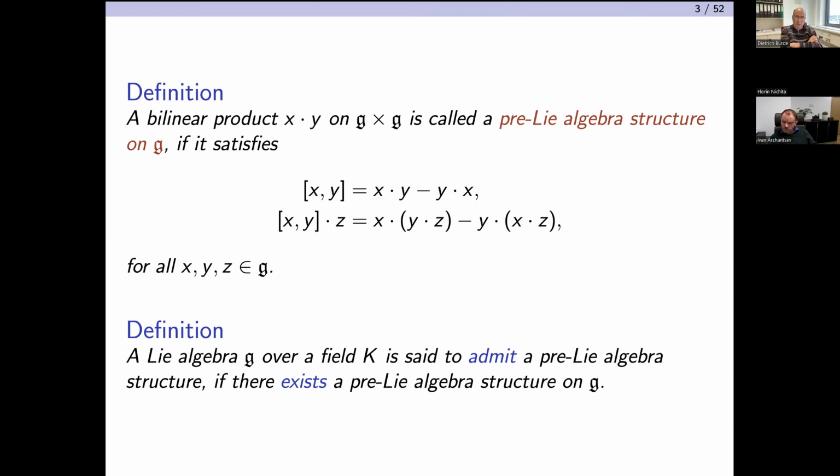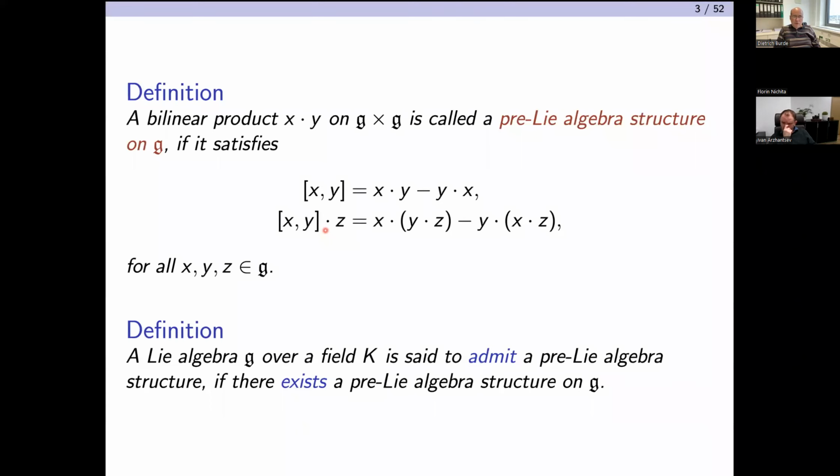Or take some low dimensional example, say the Heisenberg Lie algebra in 3 dimensions, and put the product x dot y simply equal to 1/2 of the Lie bracket of x and y. Then, because the Lie algebra is two-step nilpotent, such an identity is trivially satisfied. And you see, this also admits a pre-Lie algebra structure.